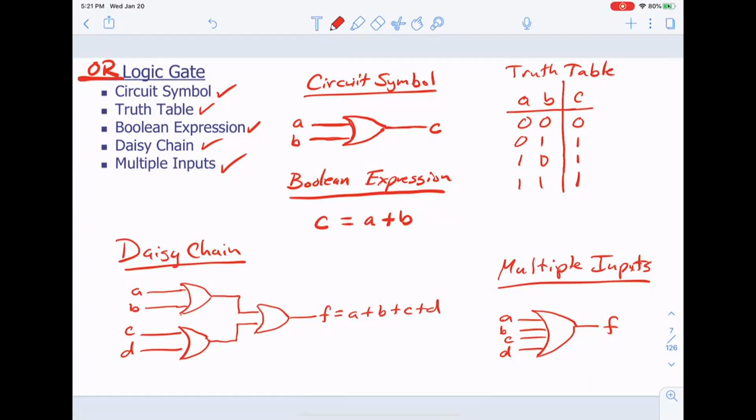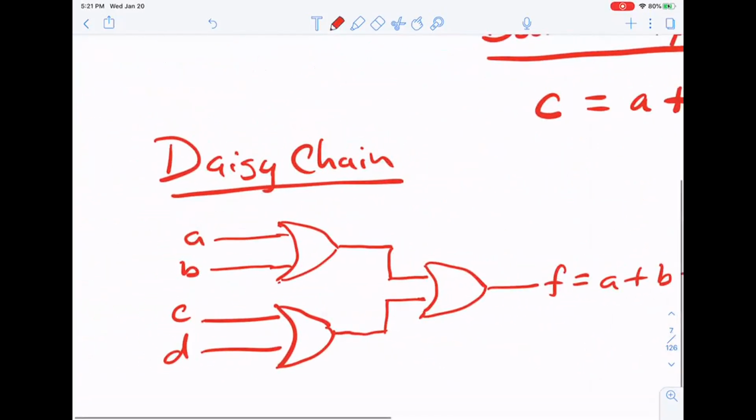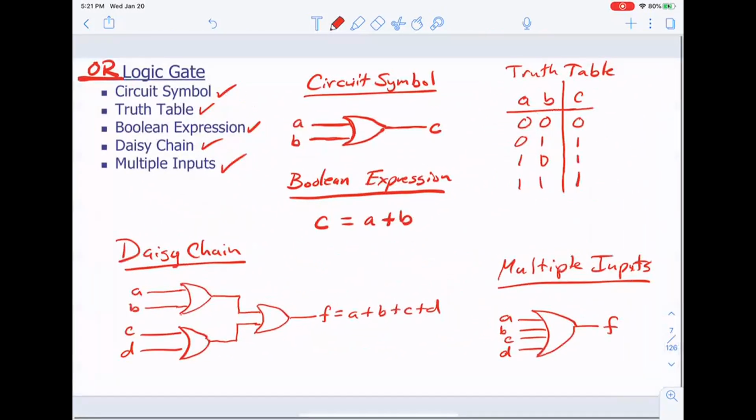But if you don't have that, then you just go back to your daisy chain approach. It kind of depends on what you have, right? So if you're stranded on a desert island only with OR gates, you got to do it this way right here. All right, any questions about that kind of gate?